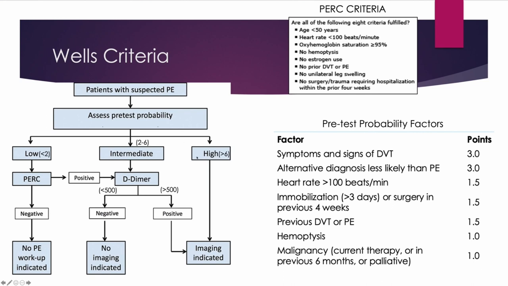Last but not least, if you have a high pretest probability, chances are we're thinking, man, I think this patient really does have a PE. You can actually bypass the D-dimer if they have 6 or more points on the Wells score and go straight to imaging. Hopefully this makes sense.